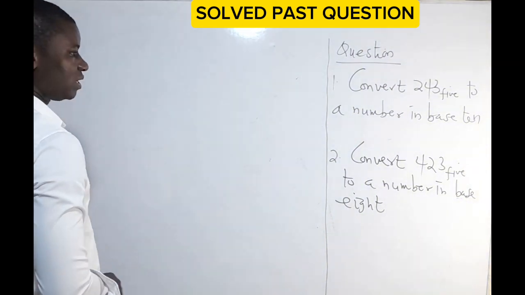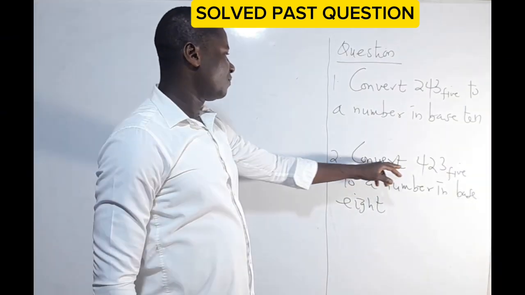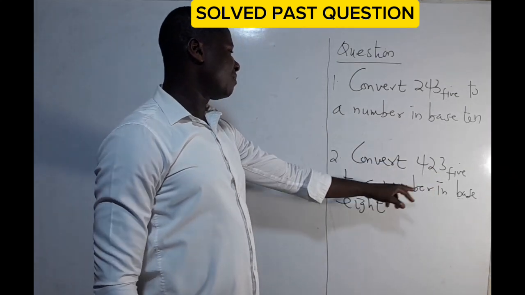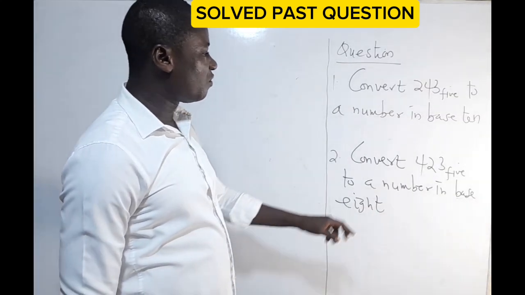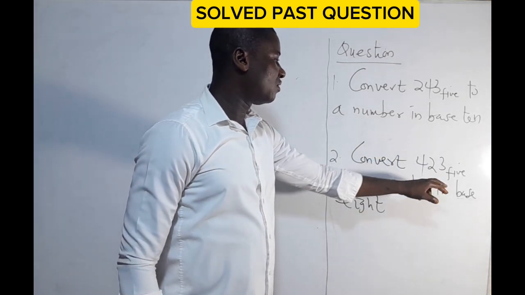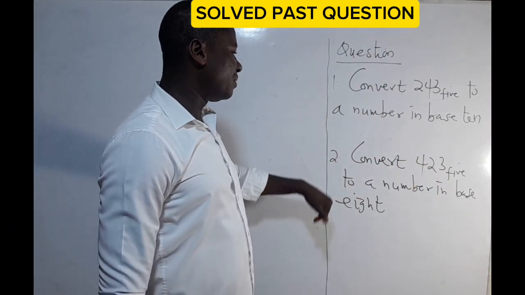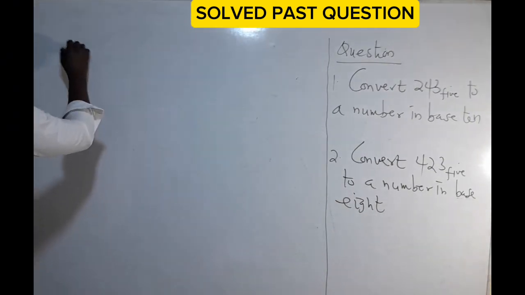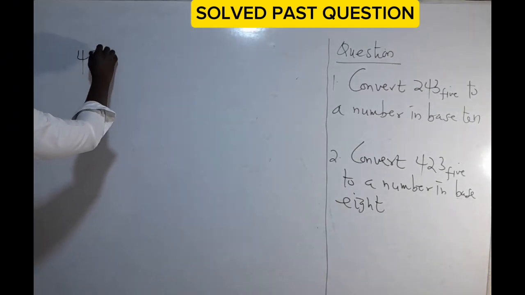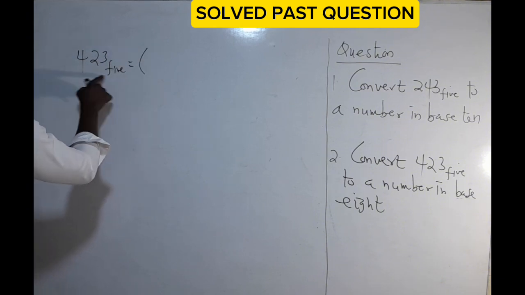Now, with the second question, we are asked to convert 423 base 5 to a number in base 8. So what we do is we have to first convert 423 base 5 to a number in base 10. When we are done with a number in base 10, then we convert it to base 8. That's what we do, okay? So we have 423 base 5. So this will be equal, we multiply the digit by the base.